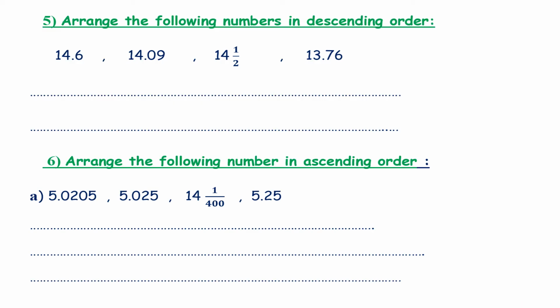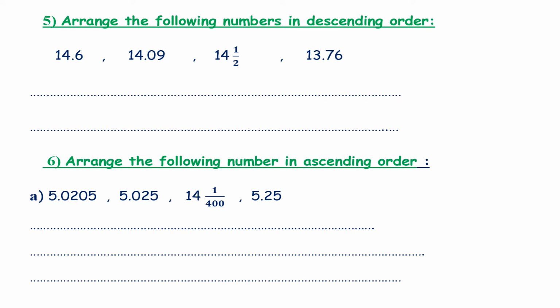He asked you to arrange the following numbers in descending order. If you look at these numbers, I have 14.6, which is a decimal, and 14.09, which is also a decimal number. And after that, I have 14 and 1 out of 2, which is a fraction. And the last one, 13.76, which is also a decimal number.